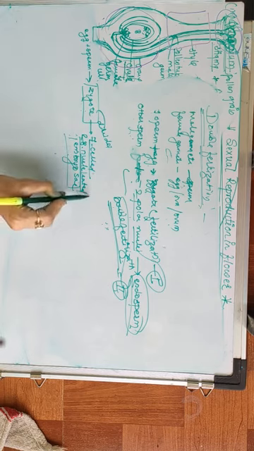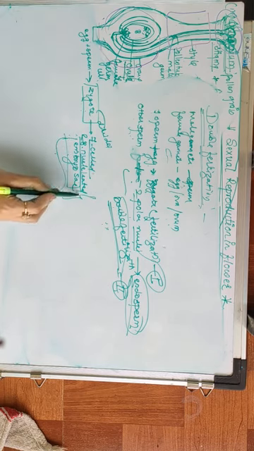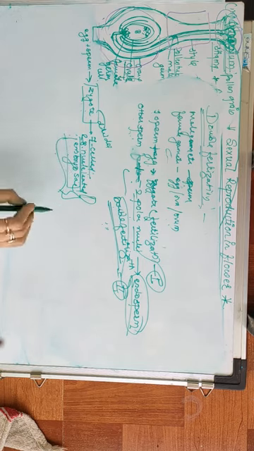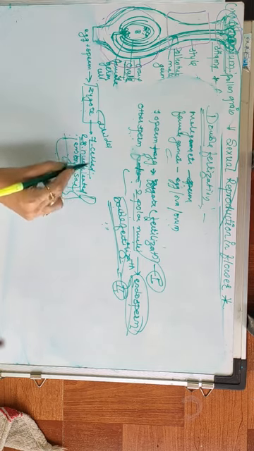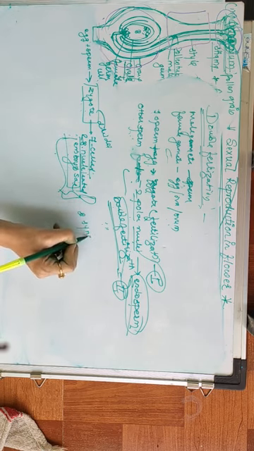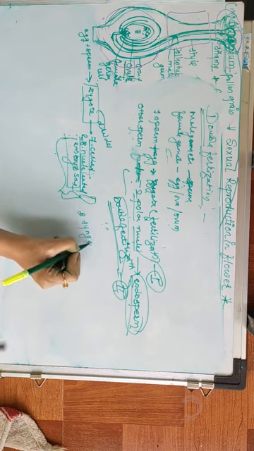Okay, out of these 7 cells and 8 nuclei, इनमें से क्या होता है, 7 and 8 में there are 2 synergids.